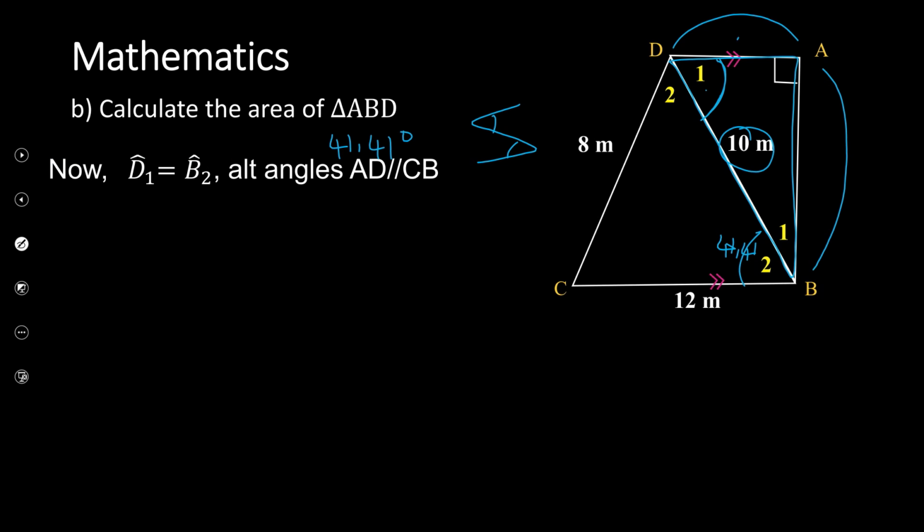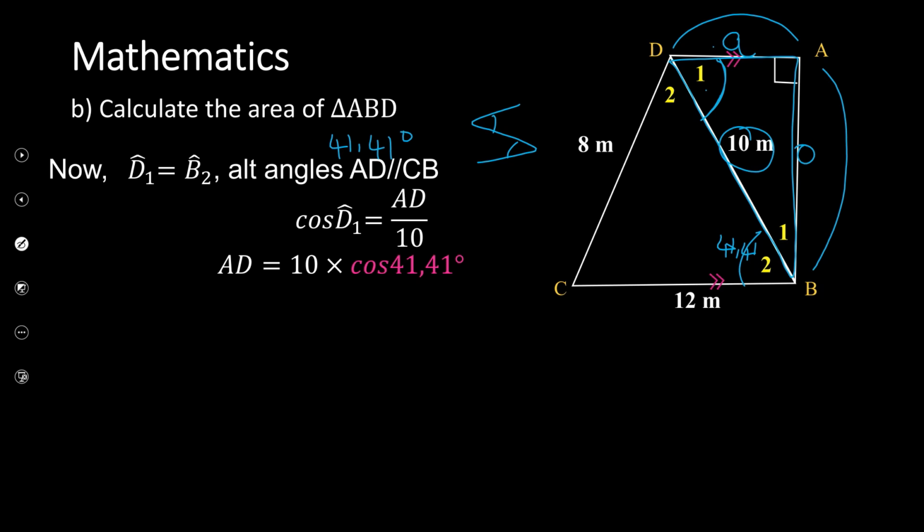So this is the adjacent and this is the opposite. So we're going to use cos of D1 is equal to AD over 10. Okay, and we're going to just rearrange this, so we make AD the subject of the formula. AD equals 10 times cos of D1, which is 41,4 degrees.